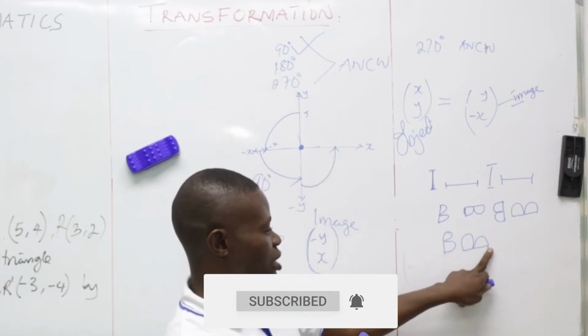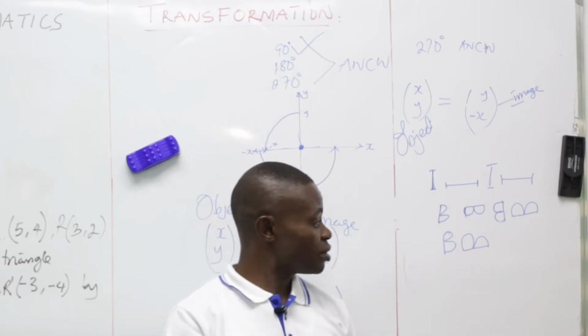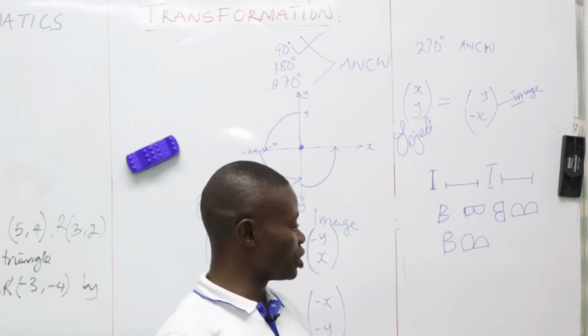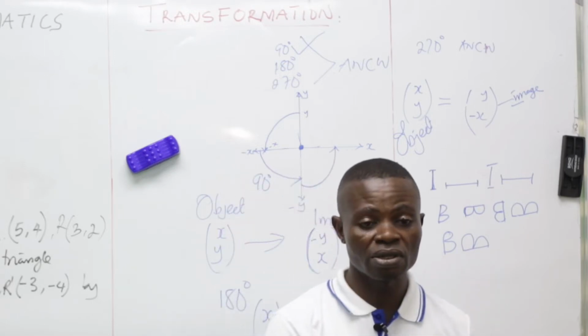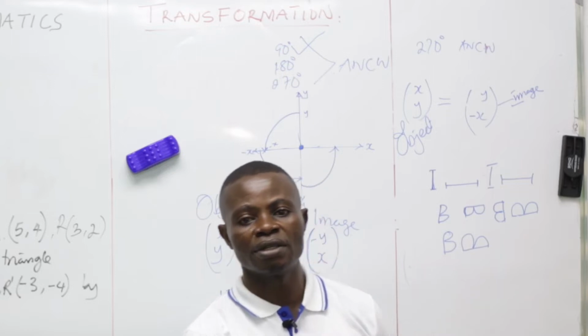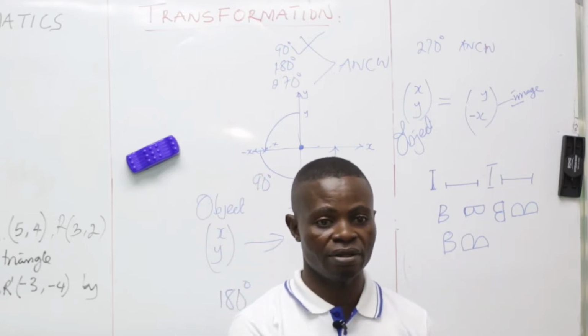So, these are the practical example of what? Rotation. Just know what rotation is all about. Just turning. It could be turning on the left-hand side or turning on the right-hand side.